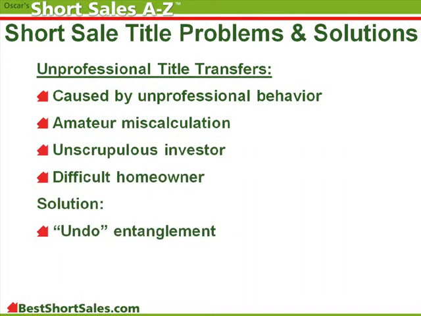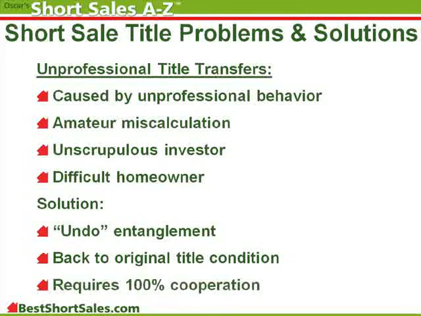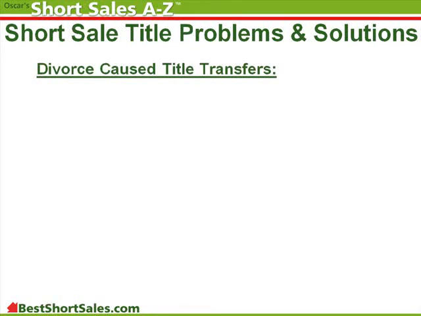The solution to this is to, if there is time, undo the entanglement. This means, as much as possible, to take title back to the original condition, then start the short sale. If there is less than 100% cooperation, do a different project.